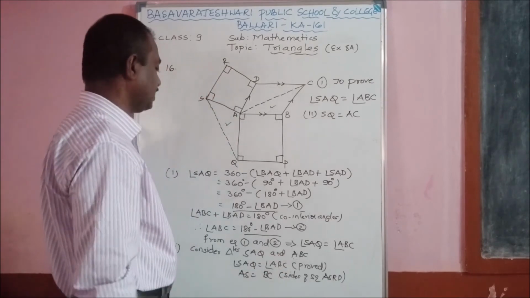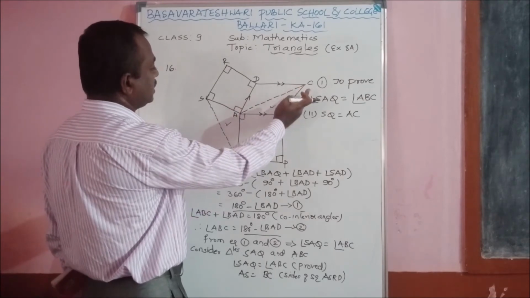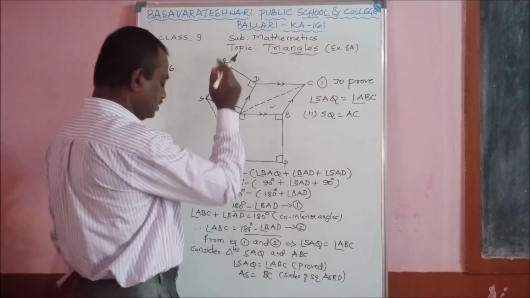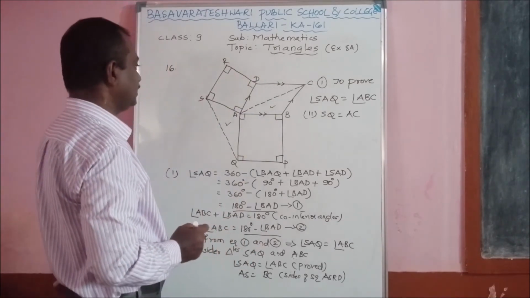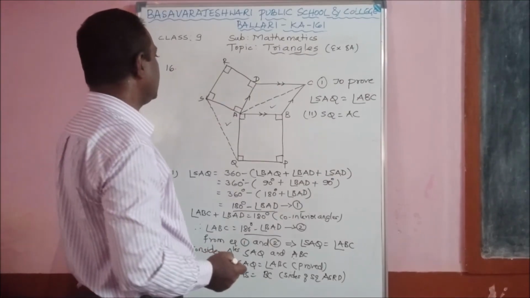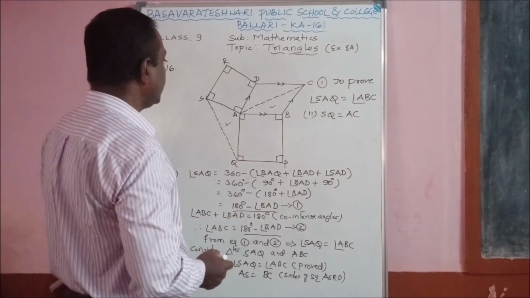Okay. Now it is correct. AS is equal to BC. Why? Because BC is parallel to AD and BC is equal to AD. And AD is the side of the square ASQD. So AS is equal to BC.